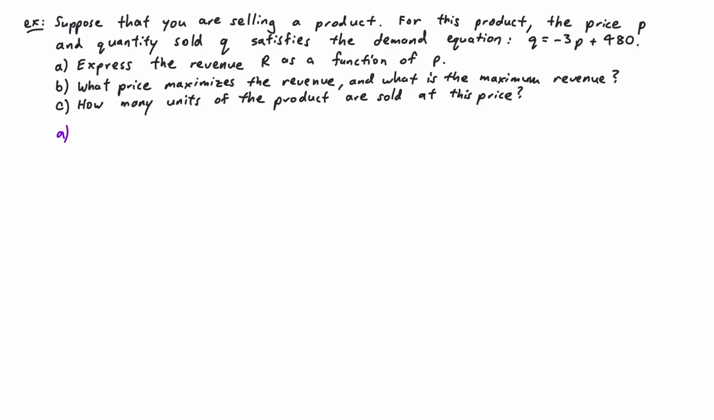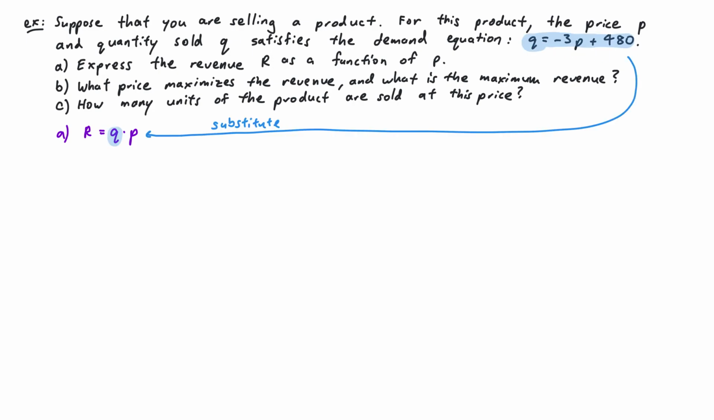We can always begin with saying that revenue is equal to the quantity sold times the price, R equals Q times P. But at the moment, our revenue is dependent on two different variables, Q and P. We want to get it down so that it just depends on P. In order to do that, we're going to make a substitution using our demand equation.